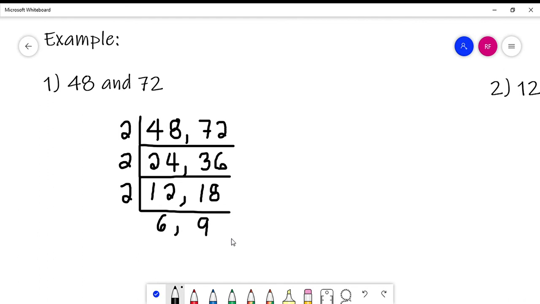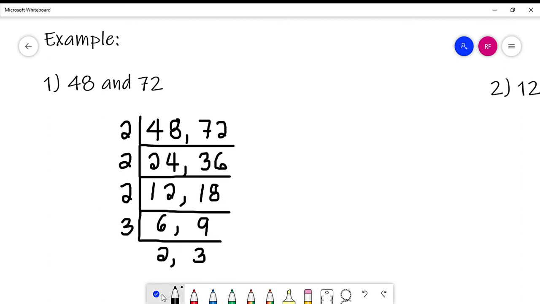Next, 6 and 9. We cannot divide 9 by 2 anymore, but here, as you can see, 6 and 9 are both multiples of 3. That means we can divide both numbers by 3. So let us divide them by 3. 6 divided by 3 would be 2, and 9 divided by 3 would be 3.